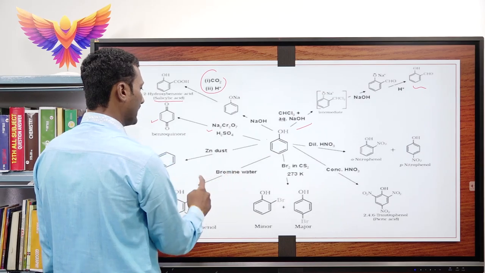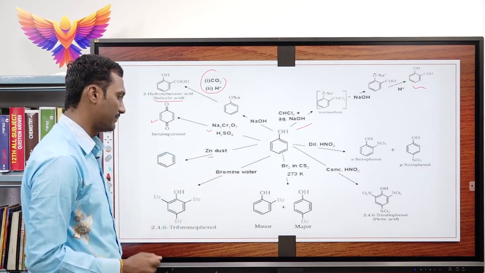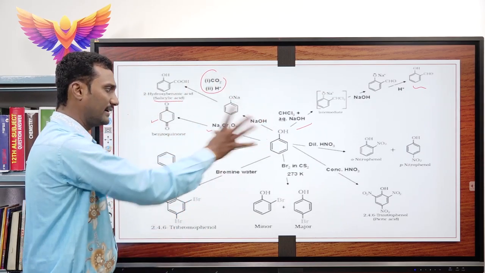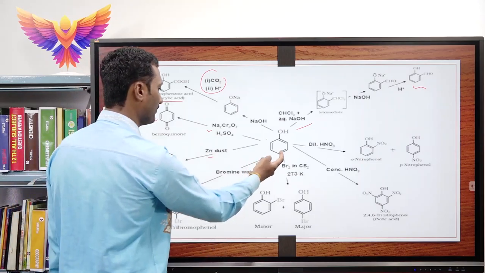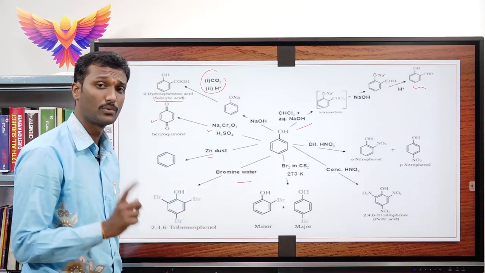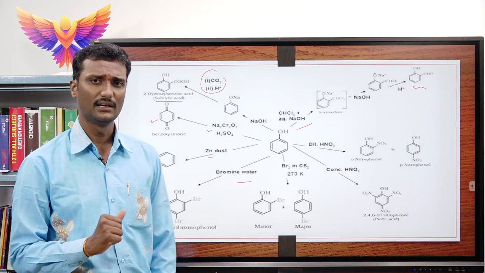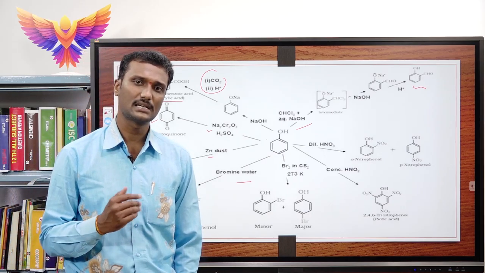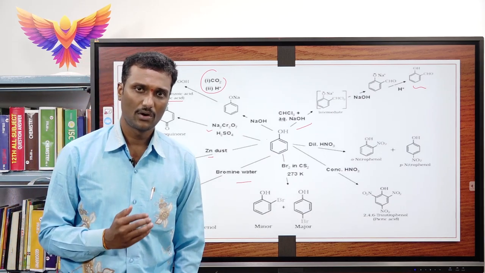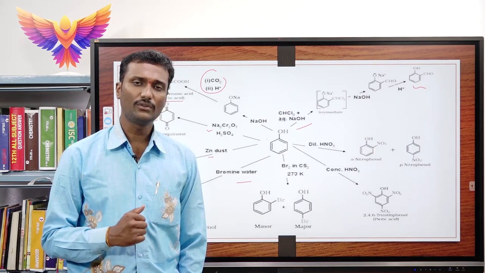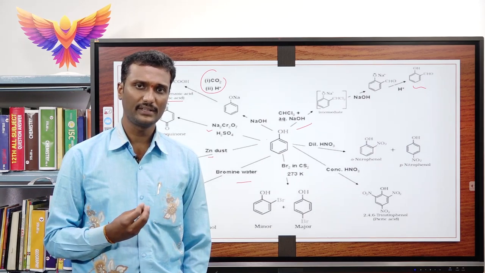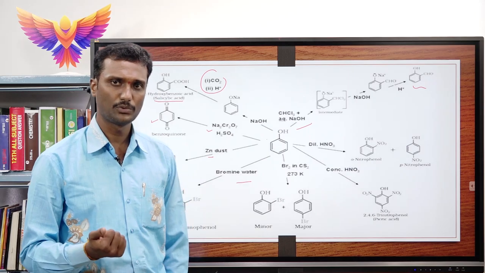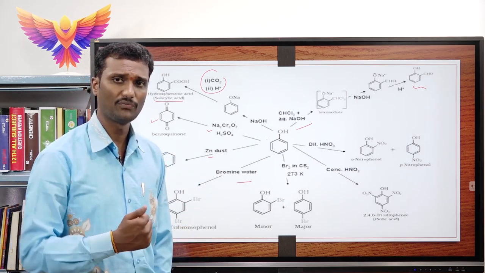And again, phenol reacts with zinc dust where we get benzene. This is what we have learned right now. And again, when phenol reacts with bromine water, we are not using any organic solvent such as carbon tetrachloride or carbon disulfide. When you use those organic solvents, you will get the ortho and para derivatives of bromophenol.